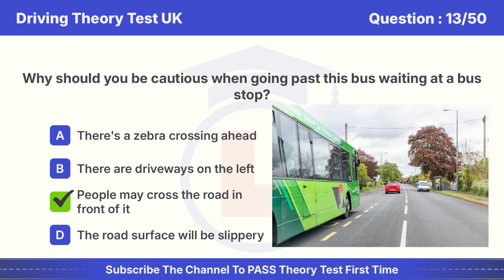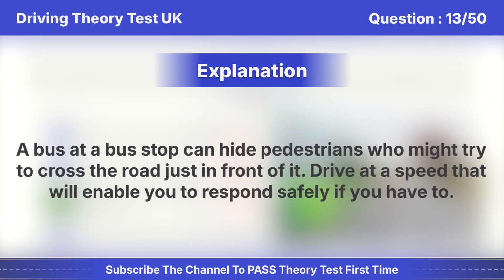Answer is C. People may cross the road in front of it. A bus at a bus stop can hide pedestrians who might try to cross the road just in front of it. Drive at a speed that will enable you to respond safely if you have to.